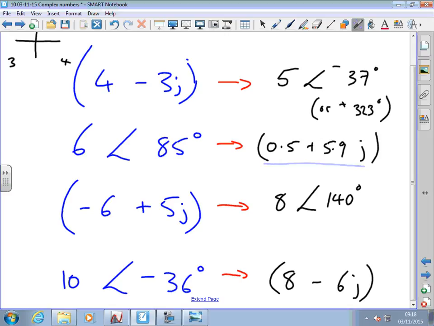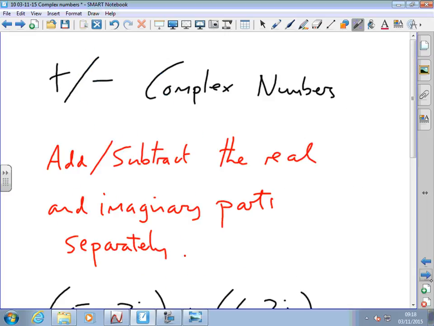And because we use them to represent vectors, if we can learn how to add, subtract, multiply and divide complex numbers, and how to square them, how to find their square roots, and all these other things we can do with them, then we can manipulate vectors algebraically. So it's a useful skill to be able to manipulate complex numbers, and we're going to quickly go through how that works. First of all, adding and subtracting complex numbers.